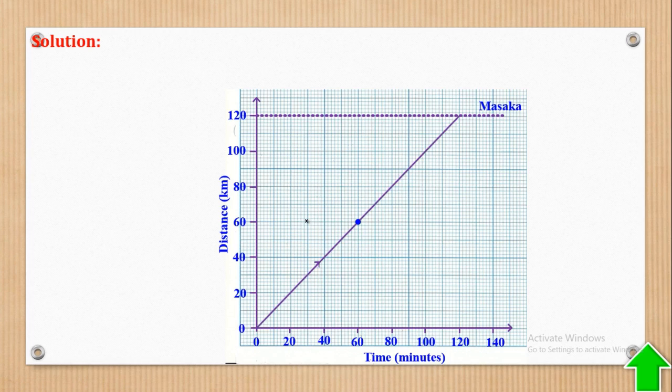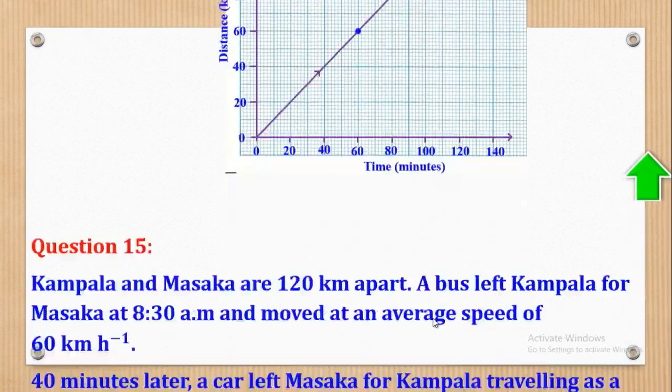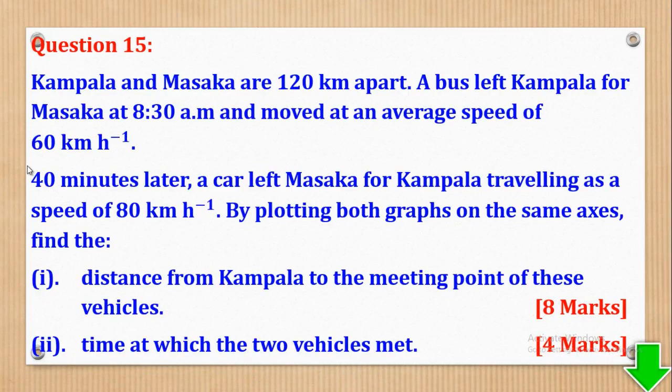So that is it, and we have to label that that is now the movement of the bus. What about for the second curve? For the second one, it started 40 minutes later, but it started from Masaka going to Kampala. This one started from Kampala going to Masaka. This one is starting from Masaka going to Kampala, and the speed is 80 kilometers per hour. What does that mean? It means that in every 1 hour it covers the distance of 80 kilometers.